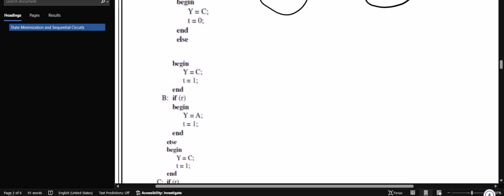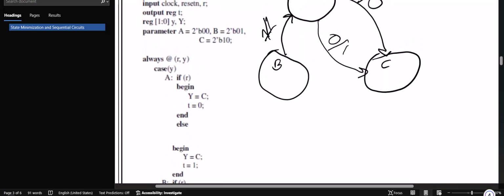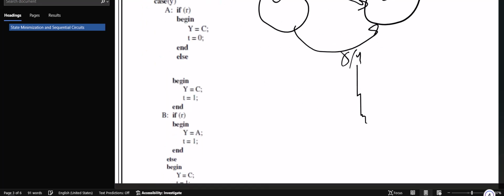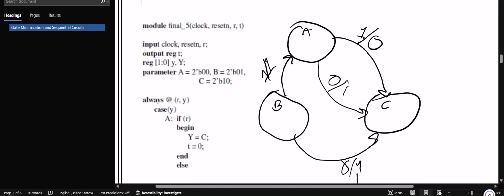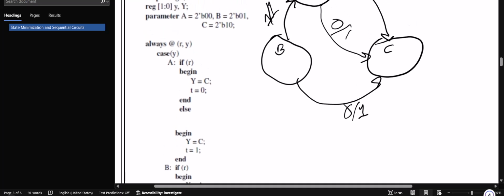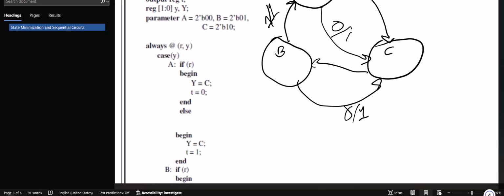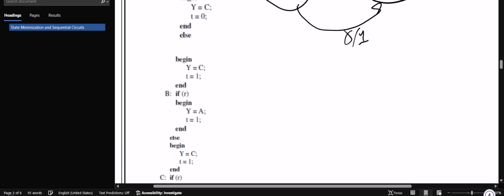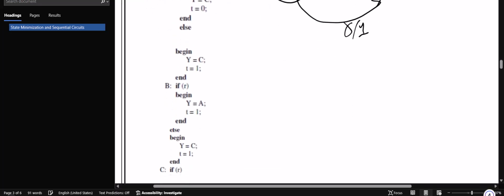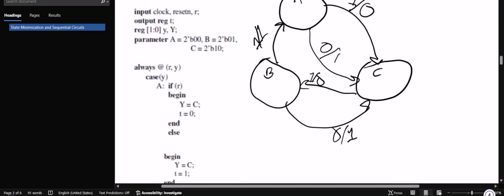And else, so if R is 0, my next state is C. And my output is 1. And if I'm in state C, if R is 1, then my next state is B. And my output is 0. And if I'm in state C and R is 0, then my next state is A, and my output is 0.